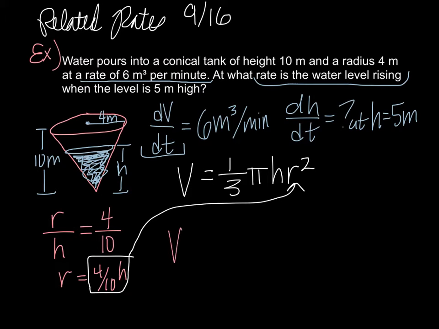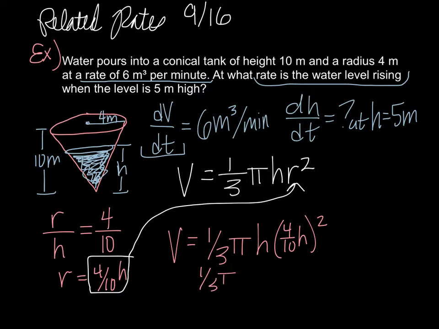So I'm going to have V equals 1/3 pi h times (4/10 h) squared. And let's go ahead and reduce this. Simplify it. 4/10 squared is 16/100.